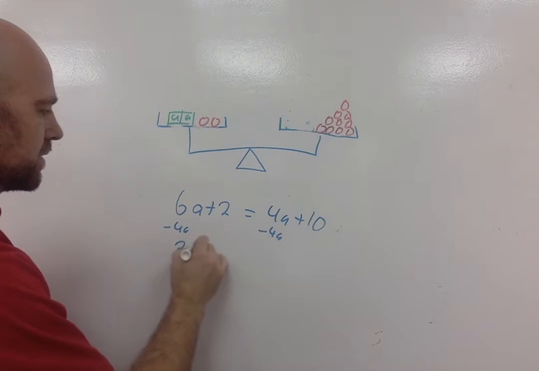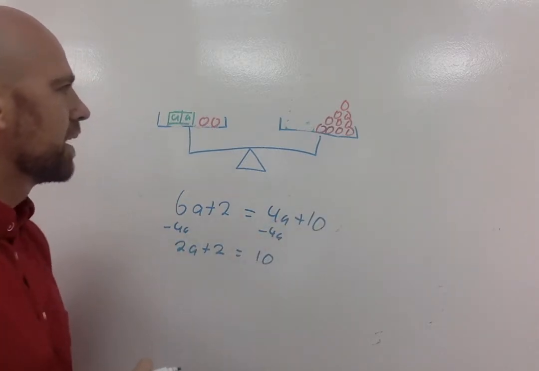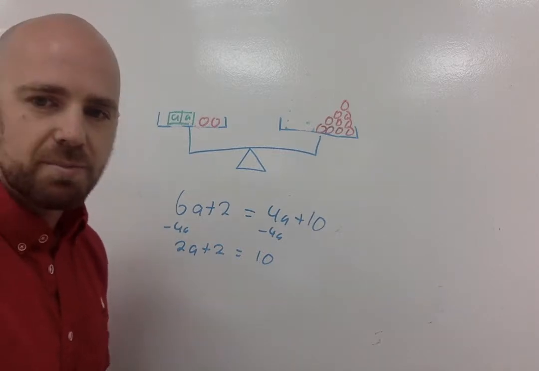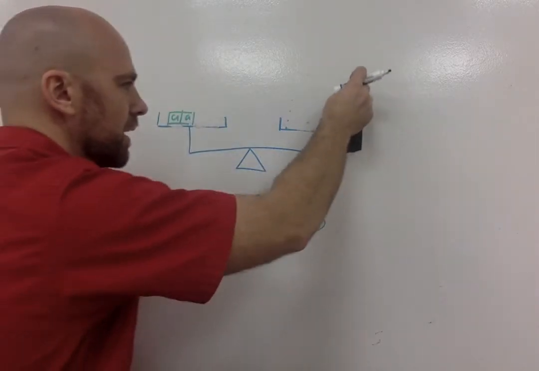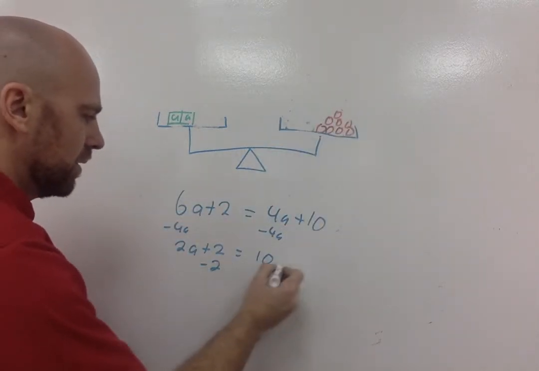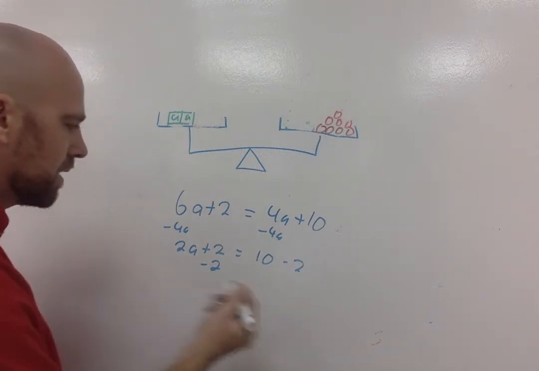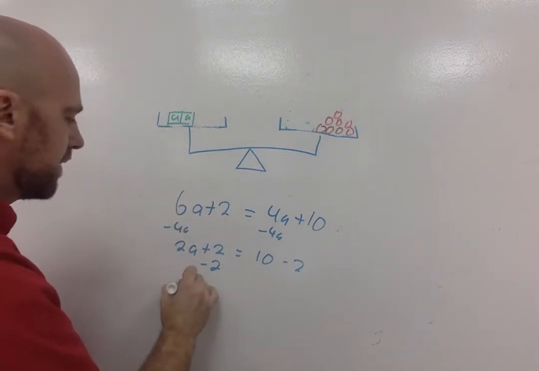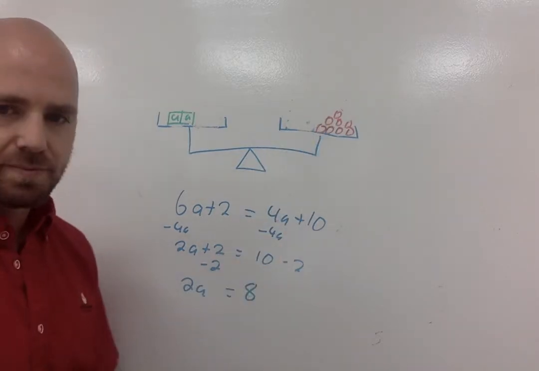I've got 2a plus 2 equals 10. Now, can I do something with the 10s? Yeah, I can remove the 2 here, and then I can remove 2 over here. So what am I doing? I'm removing 2 from both sides. So this is how we balance out our equation. So what am I left with? On my left side, I've got 2a. On my right side, I now have 8.